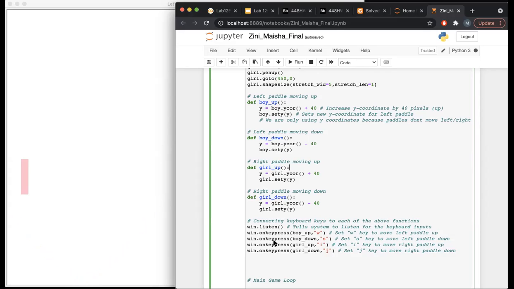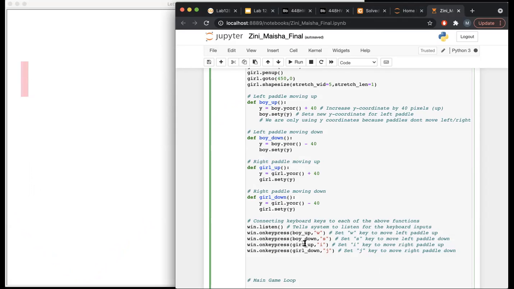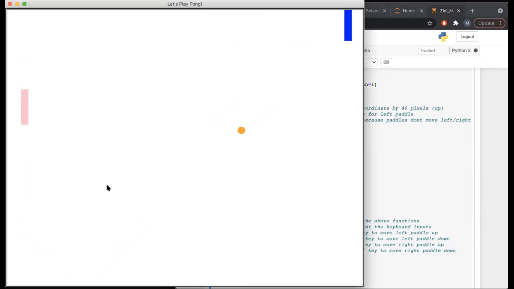Win.onKeyPress tells you that when you press the letter W, boy goes up. So that triggers a boy up function, right? So right now I'm pressing W and boy is going up. For boy down, you press S. So now I'm pressing S for boy down.